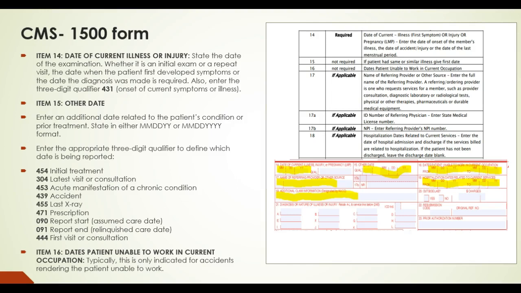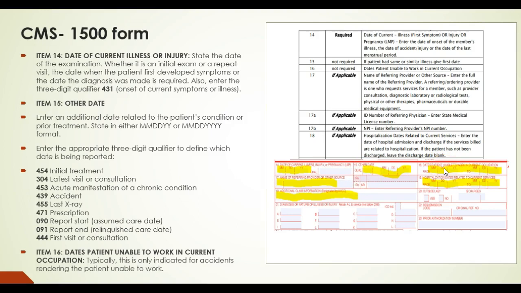I mean, the date could be the date of the last x-ray, or the date of the accident, or the date of the prescription, or the initial treatment. There's a list of codes that has all of this information, and it's actually on your claim form. So you will have that information to put on there for that particular date.